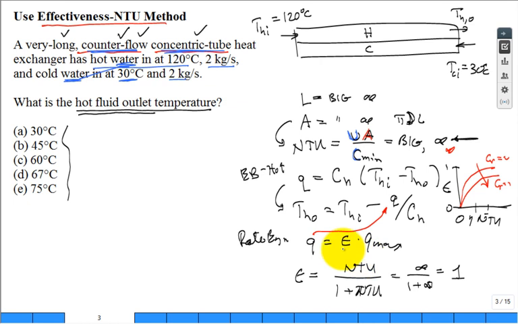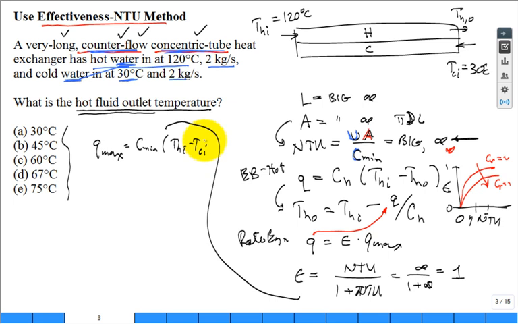Okay, then that's 1. What is Q max? I've got to go over here. What is Q max for this problem? Isn't it C min times T hot in minus T cold in? Yeah. At this point, we're ready to substitute into this equation.